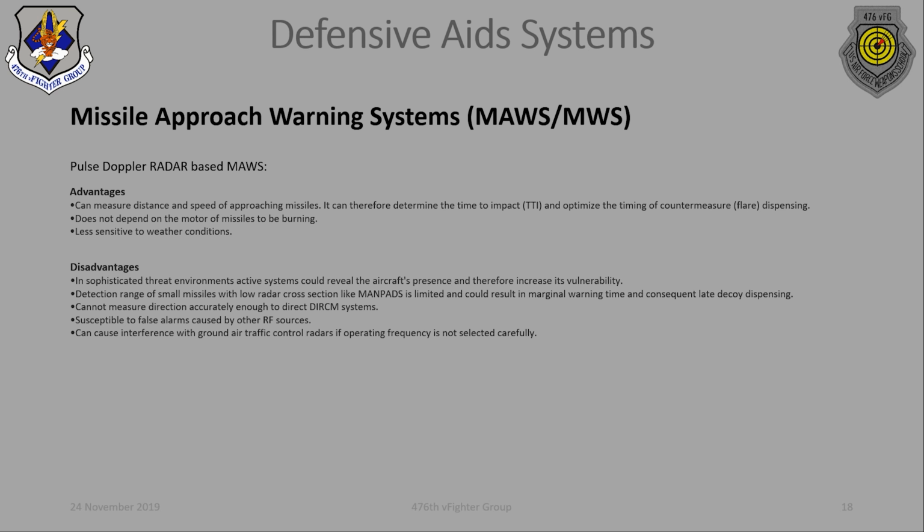It also, because of the fact it's using generally medium PRF radar, it can't determine azimuth accurately enough to steer DIRCM countermeasures. Although fighters don't tend to use them anyway. And obviously false alarms can be caused by other RF sources and things like ground clutter. So you tend to have to use methods of filtering out ground clutter and such like. And it can also cause interference with air traffic control radars. So yeah, civilian agencies don't like it being used.